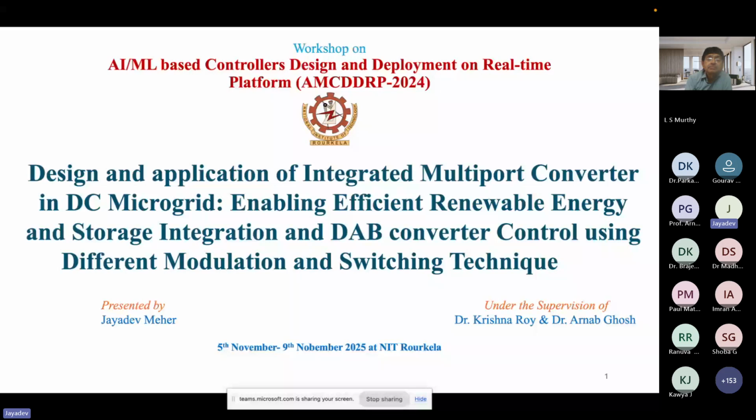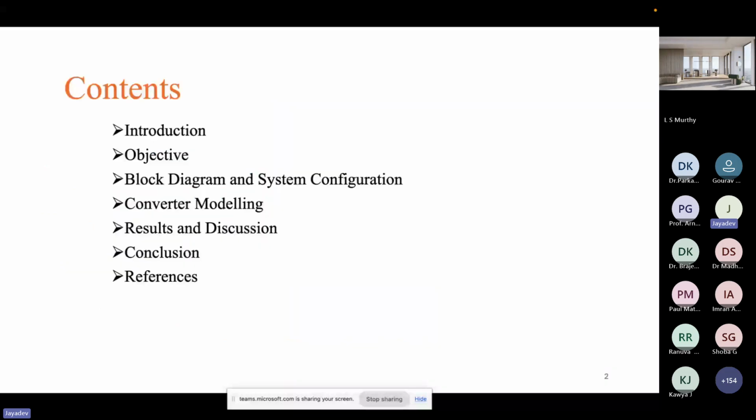Good morning, everyone. In this session, we will discuss the designing and application of an integrated multiport converter, which can integrate PV, pico hydro, and battery, and also supply DC load along with the AC load. And we will discuss the DAV converter design also and its different switching techniques. In this session, I will go through all this content. Let's start from the introduction.